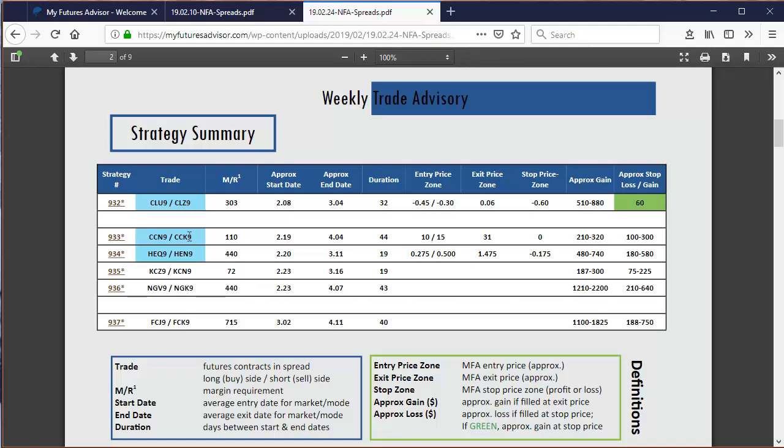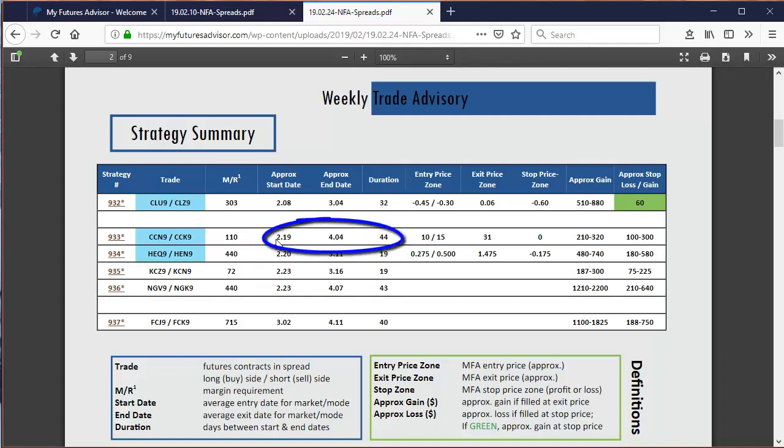Okay, I want to hop down one row. Let's go look at 933. All right, so in this case, it's buying July 19 cocoa, selling May 19 cocoa. All right, then it has the margin requirement. Margin requirements can change, and often do change with spreads. So prior to getting into any trade, relative to your account size, confirm at the exchange level or give us a call to make sure this margin requirement is still accurate.